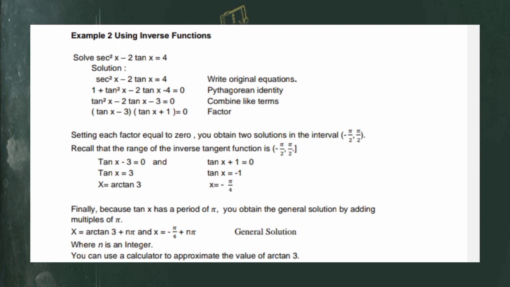Finally, because tan x has a period of pi, we obtain the general solution by adding multiples of pi. So x equals arctan 3 plus n pi and x equals negative pi over 4 plus n pi, the general solution, where n is an integer. You can use a calculator to approximate the value of arctan 3.